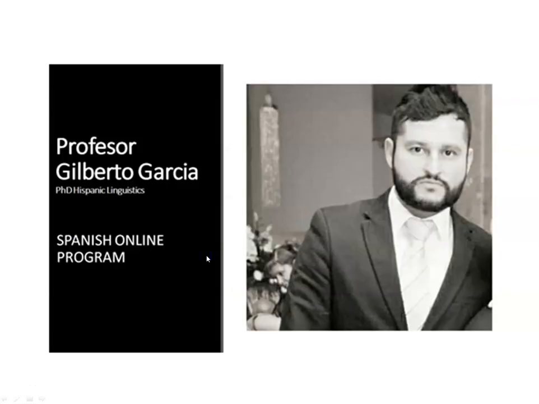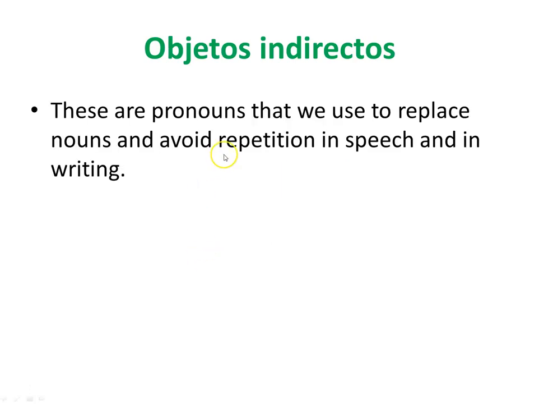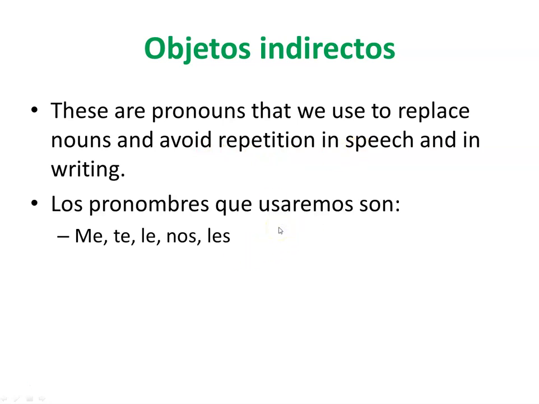Yo soy el profesor Gilberto García y en este video vamos a hablar sobre objetos indirectos, que son the pronouns. So, what are these? So these are going to be pronouns that we use to replace nouns, as we already know, to avoid repetition in speech and in writing. So, los pronombres that we are going to use are going to be these ones: me, te, le, nos, y les. First person singular, second person singular, third person singular, first person plural, and second and third person plural, depending on our sentence.